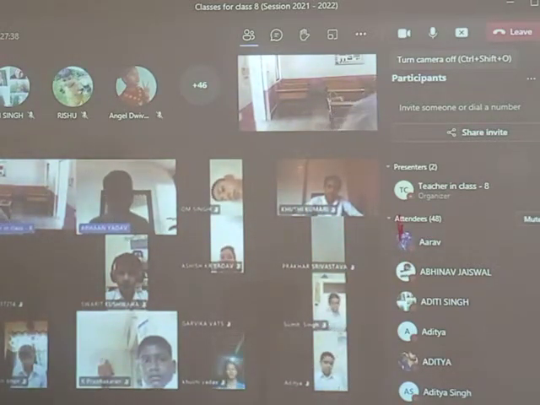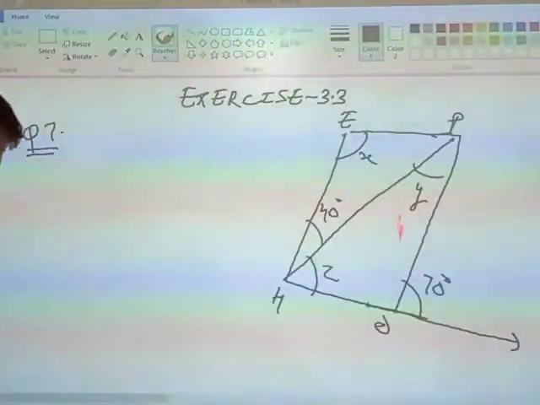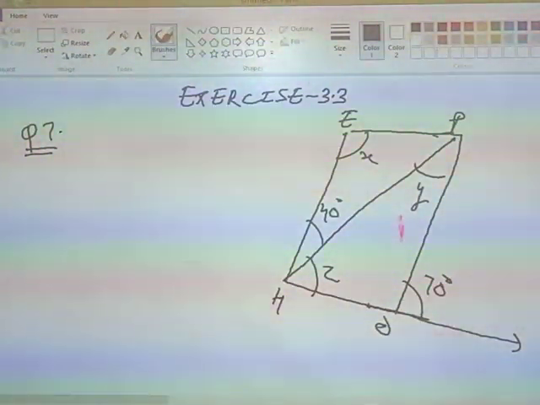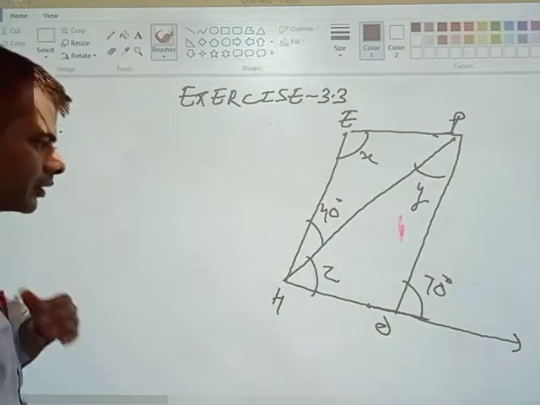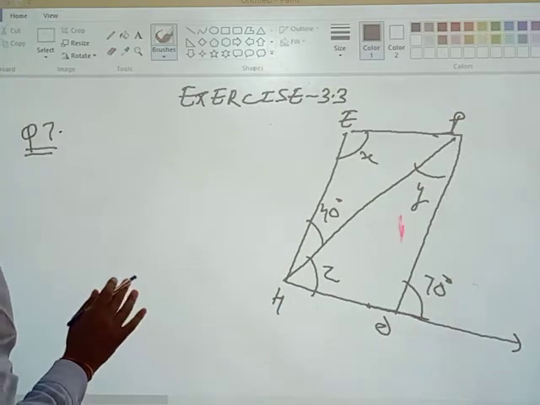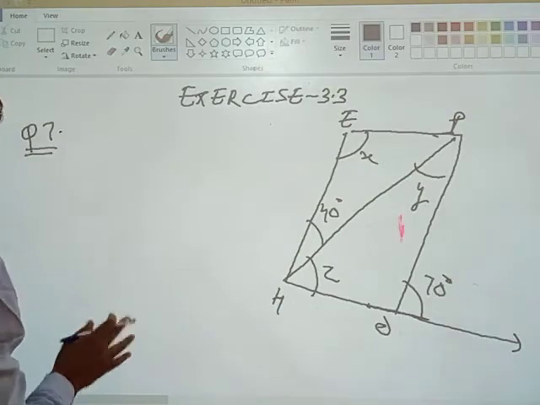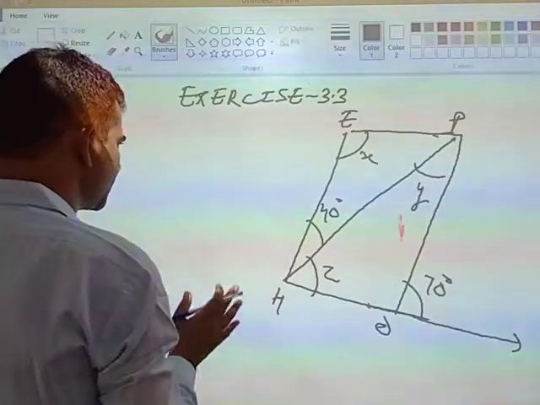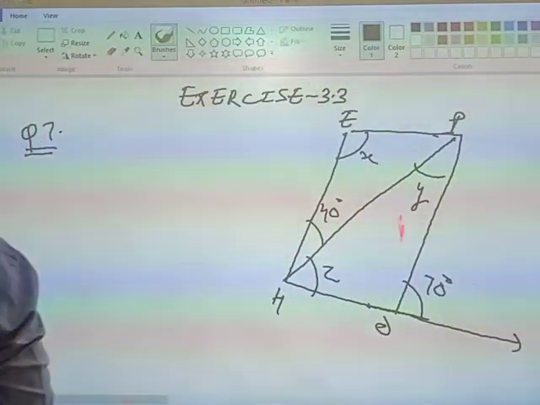Sir, first we will find Y equal to 40. Why? Because that is alternate interior angles. Yes, very good, student. Y is equal to 40 degrees, alternate interior angles. Very good. Wait, first we will complete it. After that we will discuss the next.